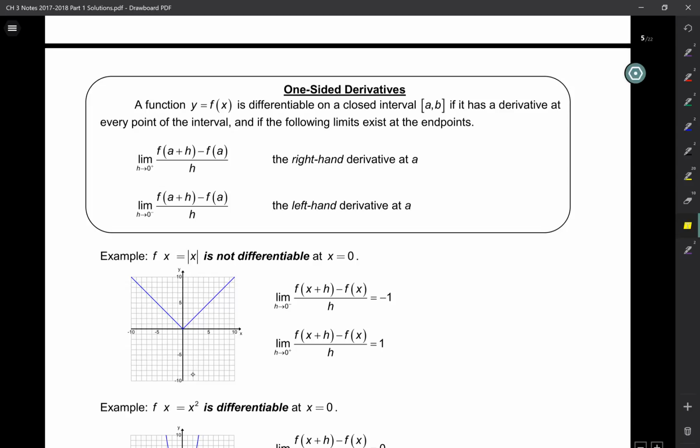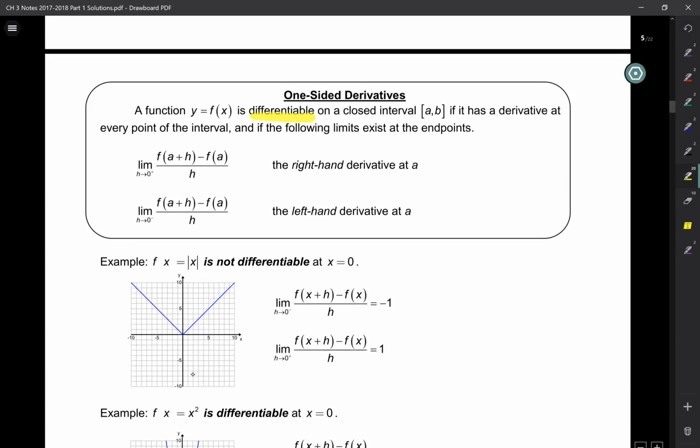Let's go back to differentiable, and let's talk about one-sided derivatives. So we say a function is differentiable on a closed interval [a, b]. This notation is very important in calculus. Like I said numerous times, most of the time we don't care about the entire function. Most of the time we're just looking at an interval from x equals 3 to 5, from x equals -1 to 0.